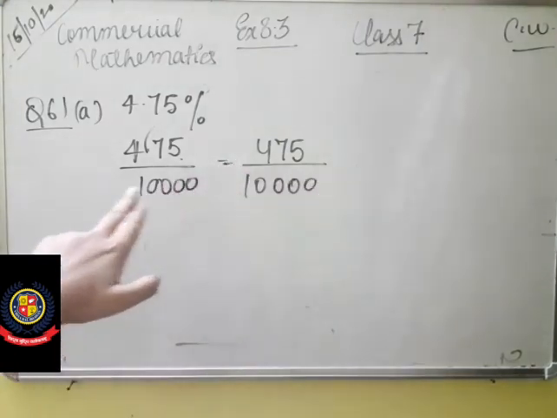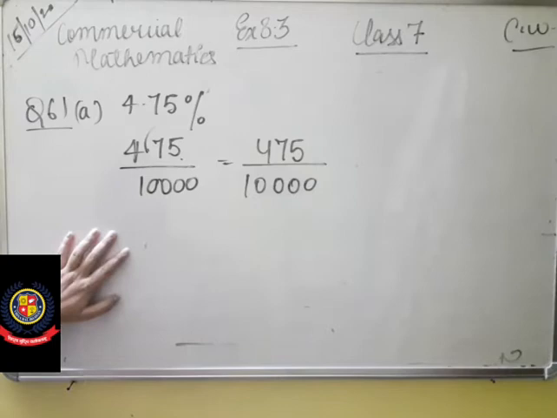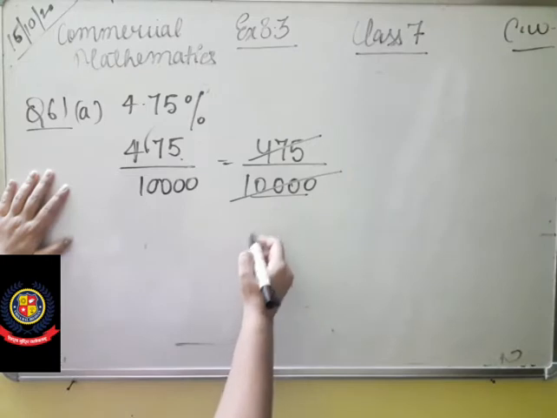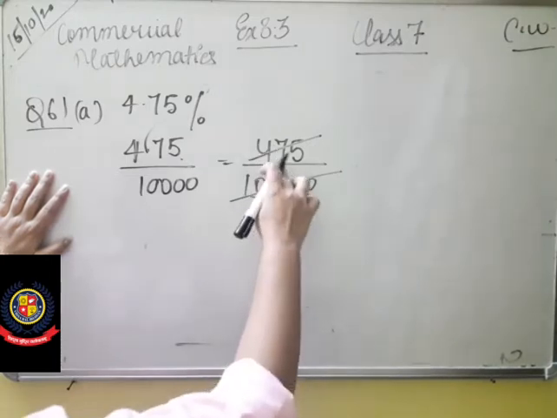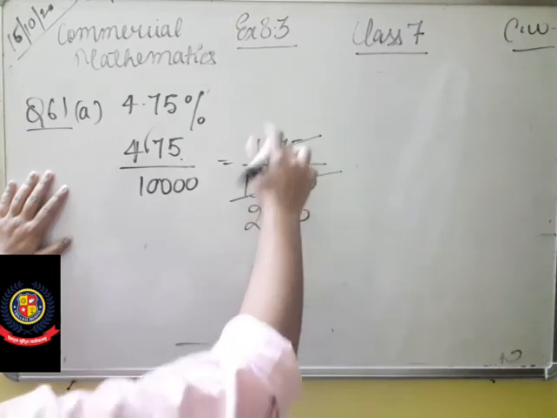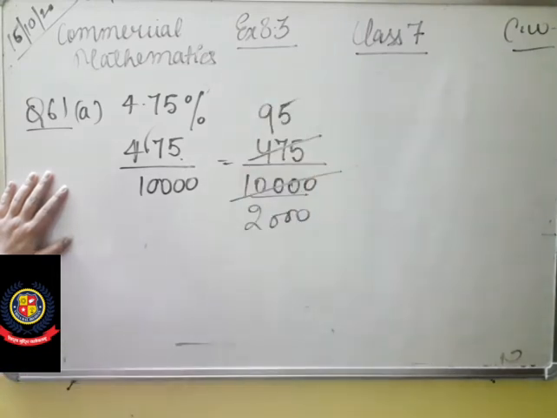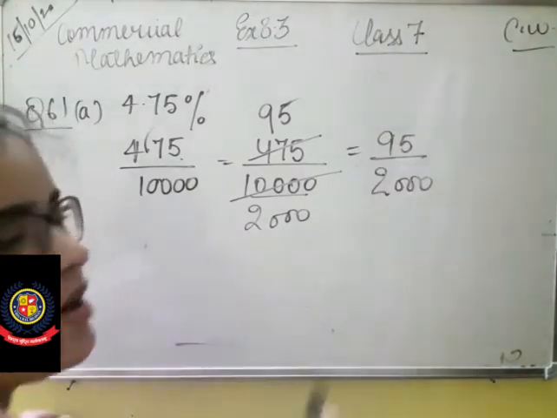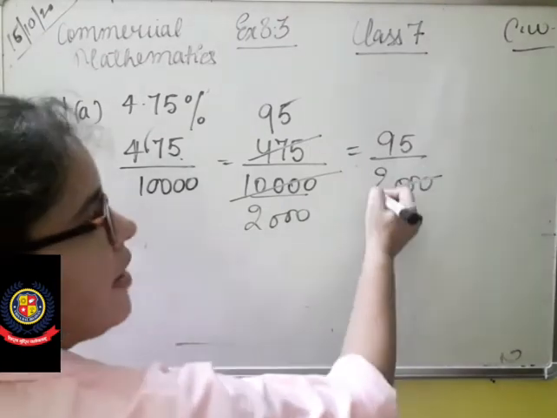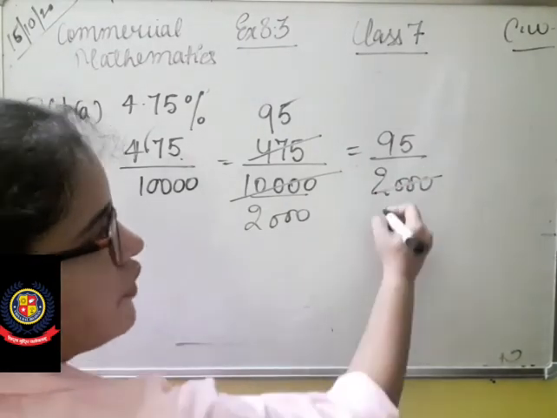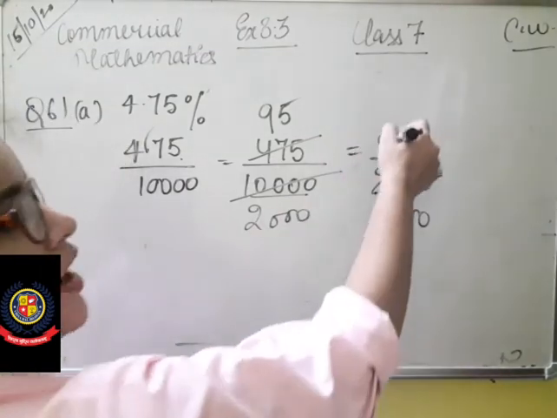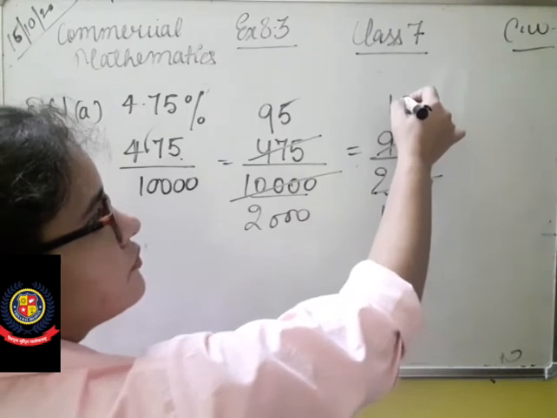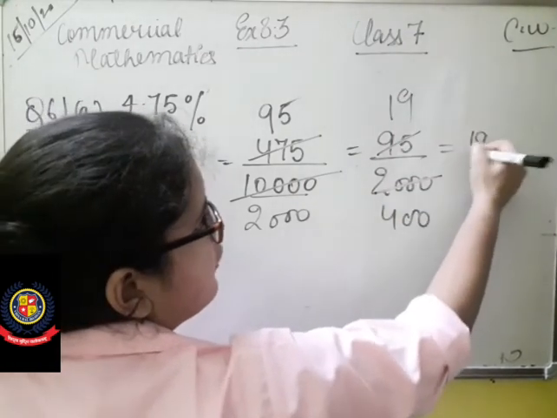Students, both the numbers at the numerator and denominator are divisible by 5. So you will cut them. When you divide by 5, you will get 2000, and when you divide the above number, you will get 95. Again, you can see that 95 by 2000, they are again divisible by 5. So again we are going to divide by 5. When you divide 2000 by 5, you will get 400. Similarly, when you divide this by 5, you will get 19. So 19 by 400 is the answer.